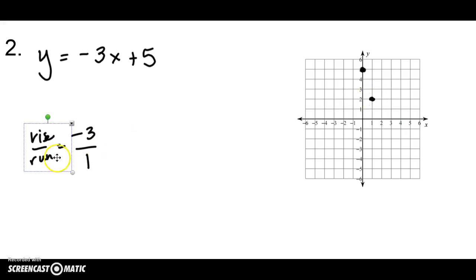The reason why is this. The number in my denominator, or my run, does not have a negative sign, therefore I know I need to go in the positive direction.